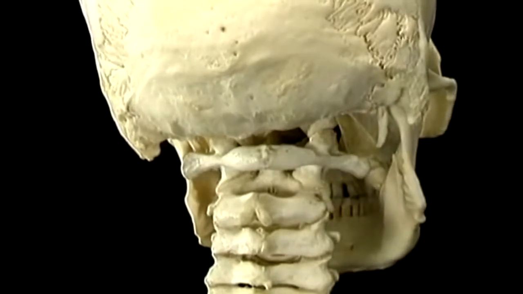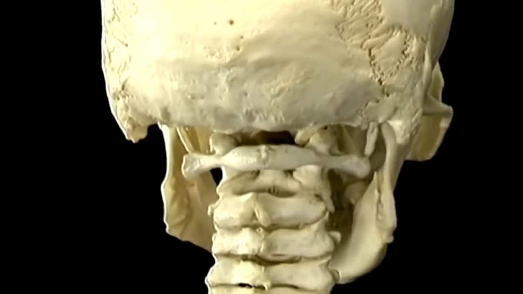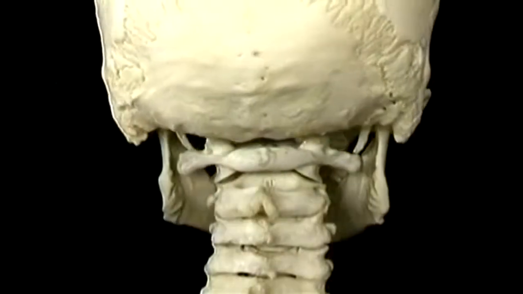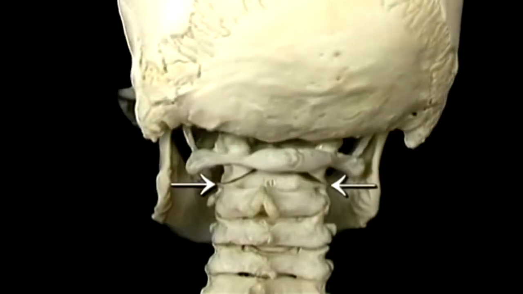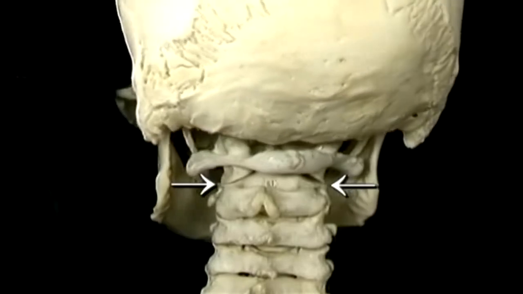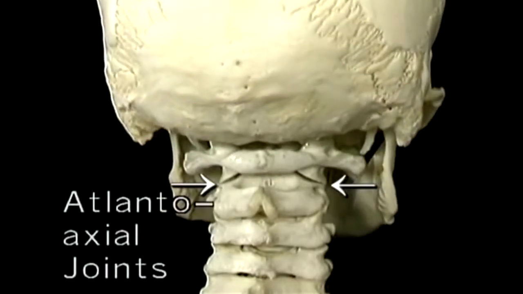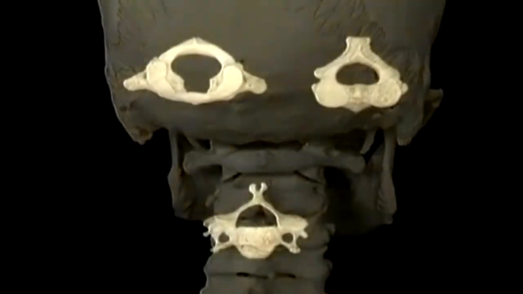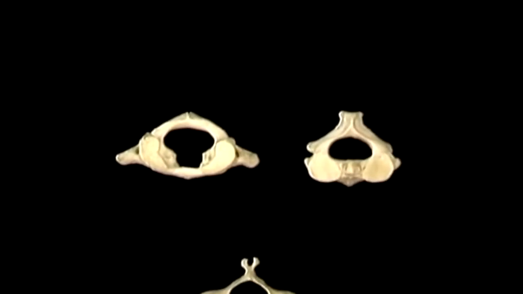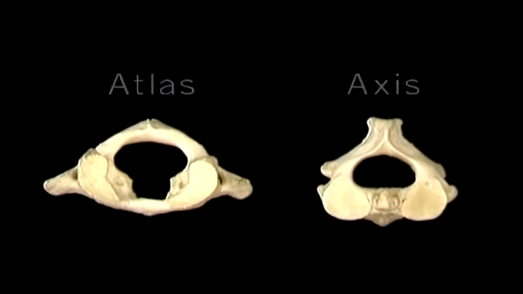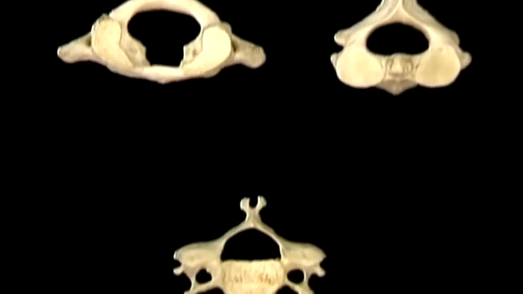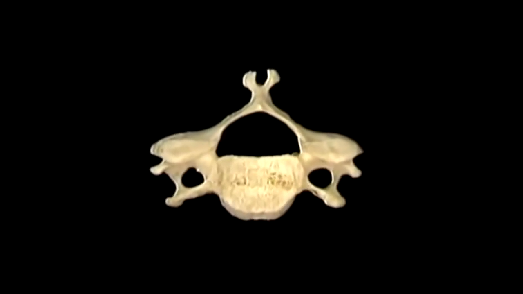Lateral flexion of the head takes place at these joints too. Rotation of the head, together with the atlas, happens here at the joints between the atlas and the axis, the atlanto-axial joints. Because of their special functions, the atlas and the axis differ in several ways from typical cervical vertebrae.